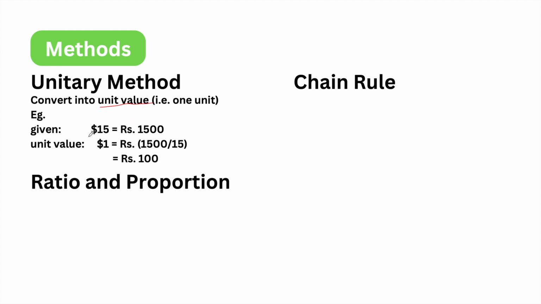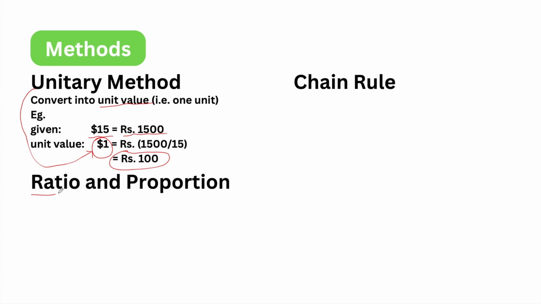For example, we are given that $15 is equal to 1500 Nepalese rupees. So by using unitary method, first we will find the value of $1 by dividing 1500 by 15. This will give us 1 US dollar is equal to 100 Nepalese rupees. So this is unitary method.